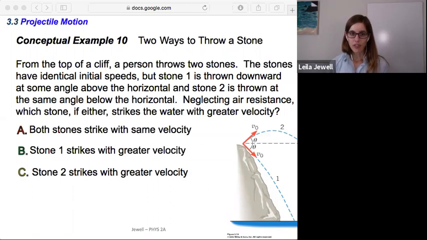So from the top of a cliff, a person throws 2 stones. The stones have identical initial speeds, but stone 1 is thrown downward at some angle below the horizontal, and stone 2 is thrown upward at the same angle above the horizontal. Neglecting air resistance, which stone, if either, strikes the water with greater velocity? So we have one that's thrown downward, another that's thrown upward, both at the same angle relative to the horizontal. So I want you to think through this for a moment. What do you think is the case here?